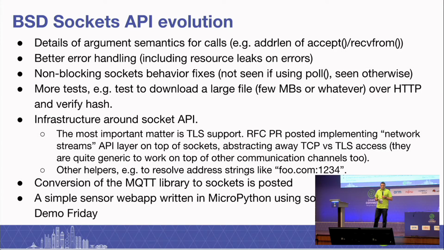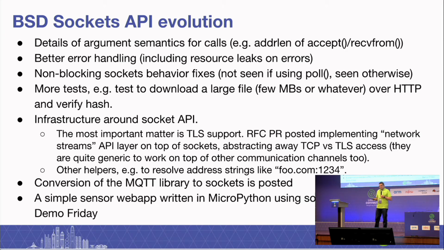Now some evolution of the BSD sockets API, which I initially authored and maintained. It was merged in 1.9, and here are the kinds of changes and fixes applied to it recently. There is work on making sure that we have correct POSIX semantics for the individual details of calls, for example how arguments are handled. Of course, better error handling: we find cases where there are resource leaks on errors and error handling is not exactly correct.